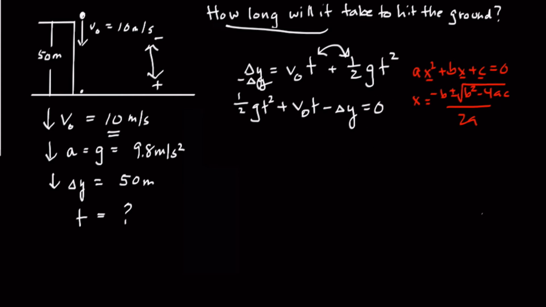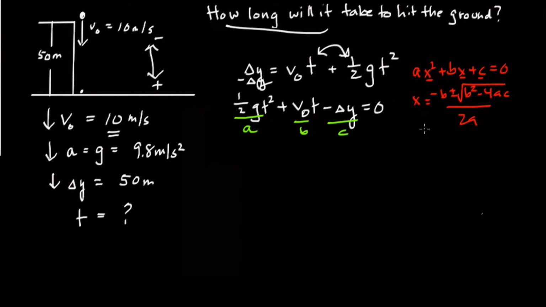Now this is in this form. This 1/2 g term is the a, this v naught is b, and negative delta y is c. I have to keep track of that negative sign there. Now what I'm going to do is put the numbers in, and I could isolate t. I could put it into this equation, so I could say time is negative b, that would be negative v naught plus or minus the square root of v naught squared minus 4 times 1/2 g times negative delta y over 2 times 1/2 g. I could plug this all in with my variables in it.